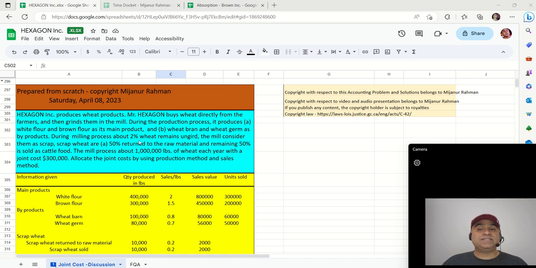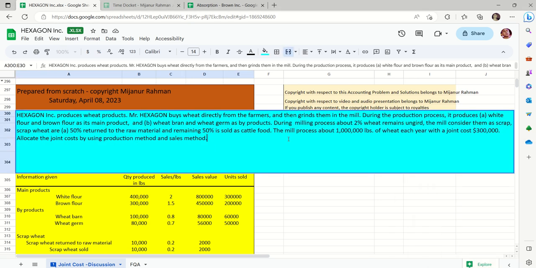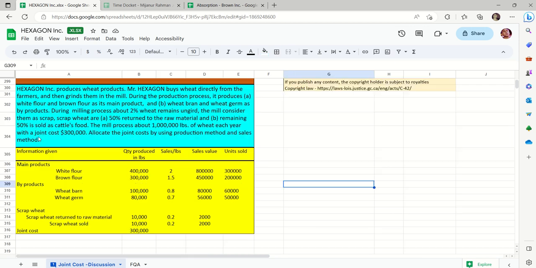During the milling process, about 2% of the wheat remains ungrounded. The mill considers it scrap. Scrap wheat is: A, 50% returned to the raw material section, and B, the other 50% is sold in the market. The company incurs about 300,000 in joint costs. Our goal is to allocate the joint cost by using A, the production method, or B, the sales method.